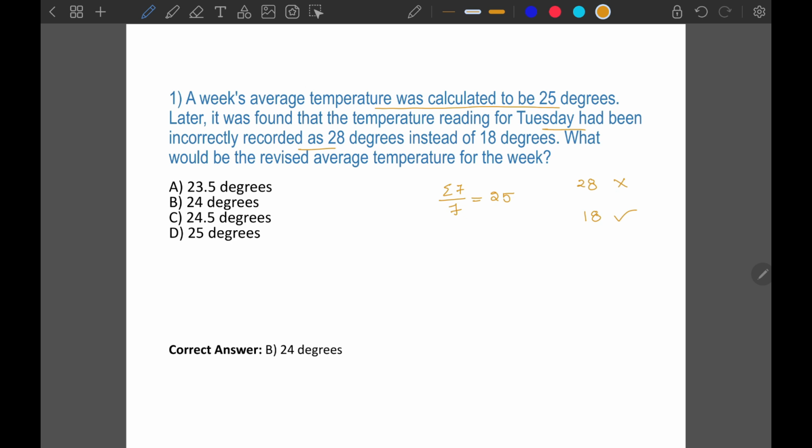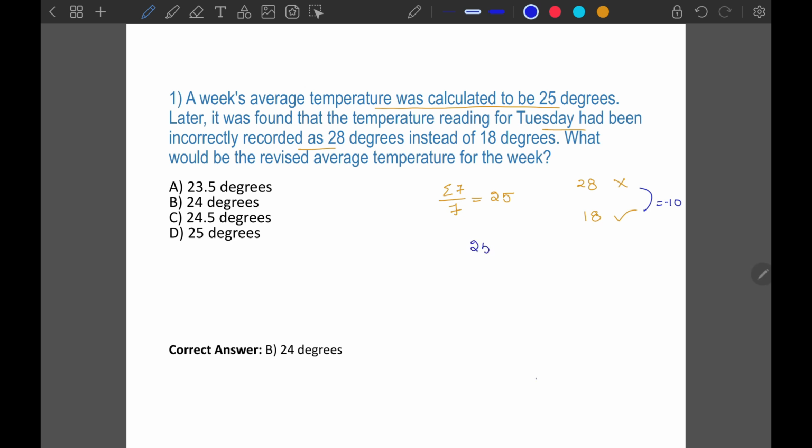Then, what is the average temperature? See, the difference is 10. The actual value is 18, but we have taken 28. We have taken an extra 10. So it is negative 10, actual minus taken. So this minus 10 we need to distribute among all the observations, right?